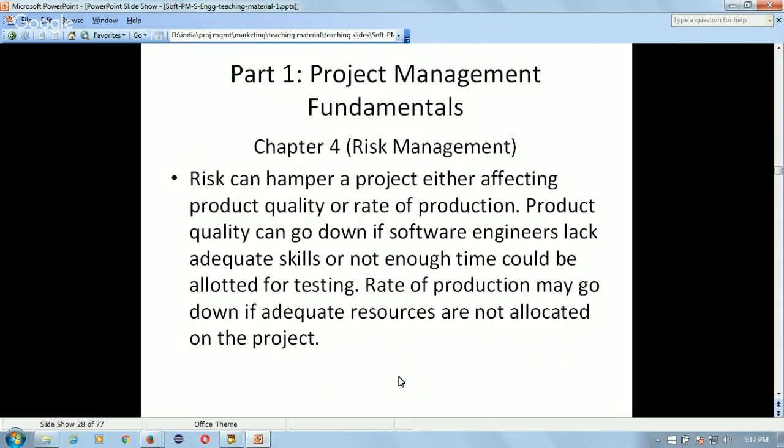Rate of production may go down if adequate resources are not allocated on the project. For example, the rate of production can go down if you have less than the required number of resources to do a certain project task. Suppose a task needs two people, like the design needs two people, and you could find only one. Then definitely one person will be doing the entire work, which should have been done by two people. So the rate of production will go down, and that means the project will get delayed.